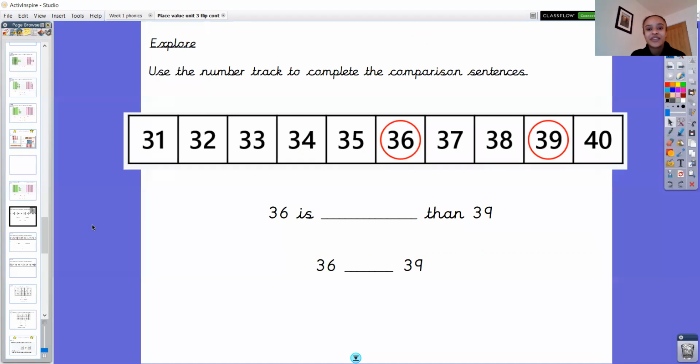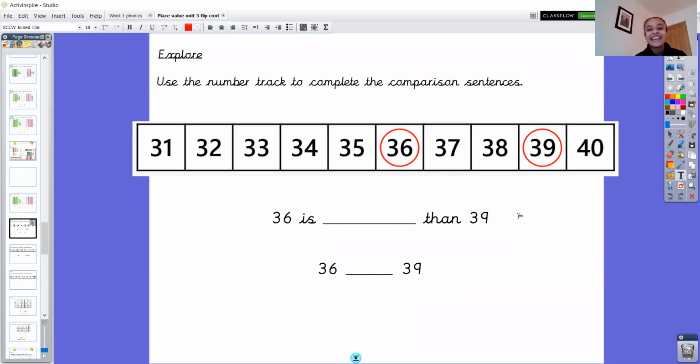So the two numbers we're thinking about are 36, which you can see circled, and 39. 3 tens and 6 ones and 3 tens and 9 ones. So 36 is something than 39. So I want you to think about what word would I put in there, not what symbol, what word. 36 is less than 39, brilliant.